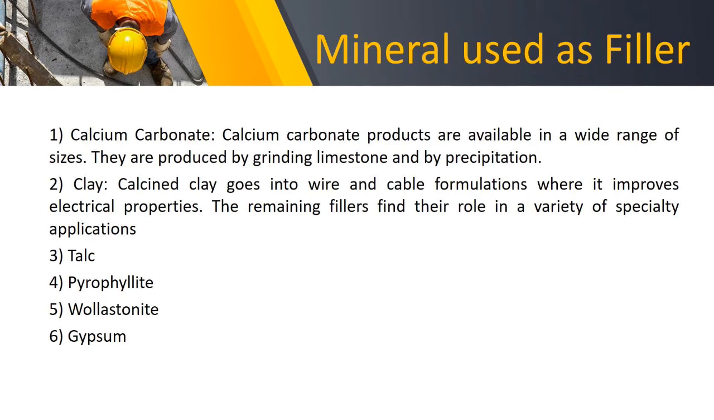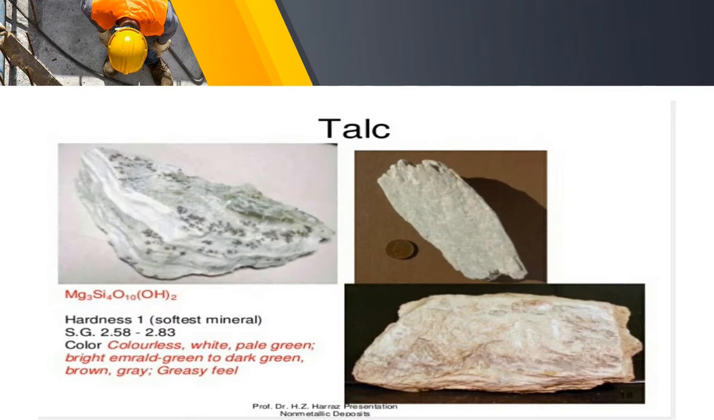Okay, calcium carbonate. Ito yung calcium carbonate kasi nanggagaling yan sa limestone at nadudurog siya kapag umuulan. So, clay. Yung clay pala, ginagamit din siya sa conductor. Clay goes into wire and cable formulation where it improves the electrical properties. So, ito yung example ng talc. So, ang talc is, yung hardness niya is 1. Ito yung softest mineral.